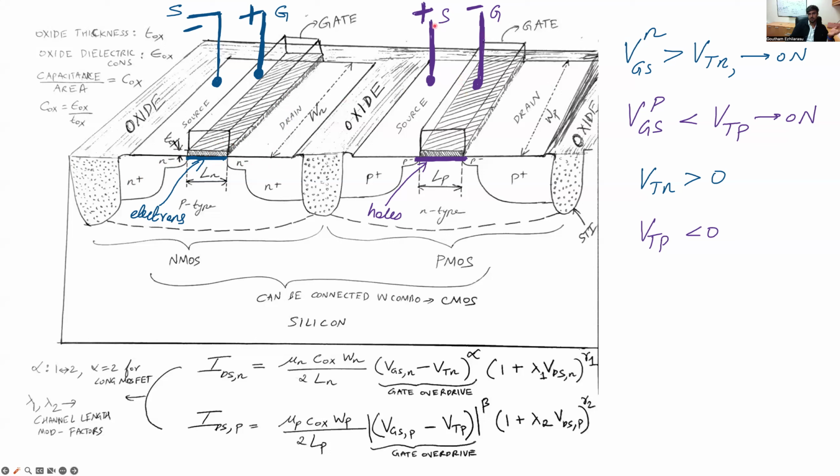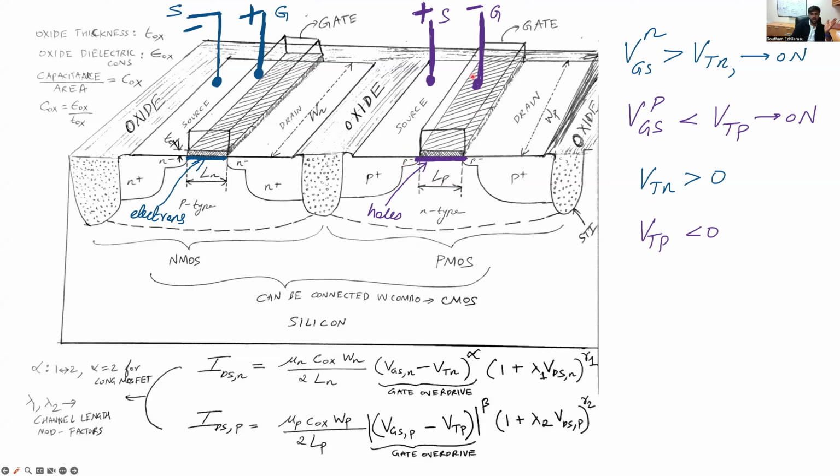If the gate to source voltage is negative, the negative gate voltage begins to attract positively charged holes towards the interface between the silicon and the gate oxide. This ends up creating a P-type channel that shorts the source and the drain. Thus, the transistor becomes on.